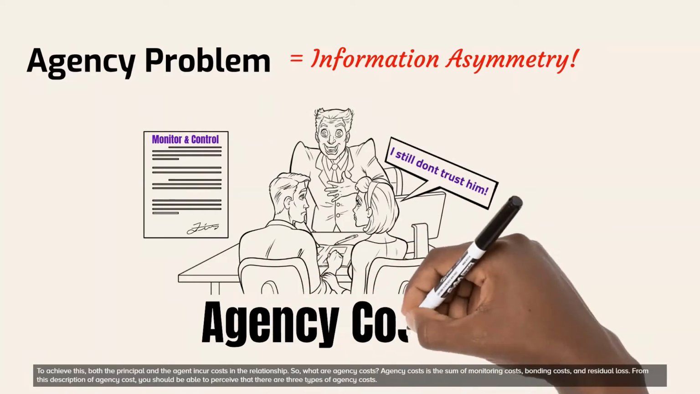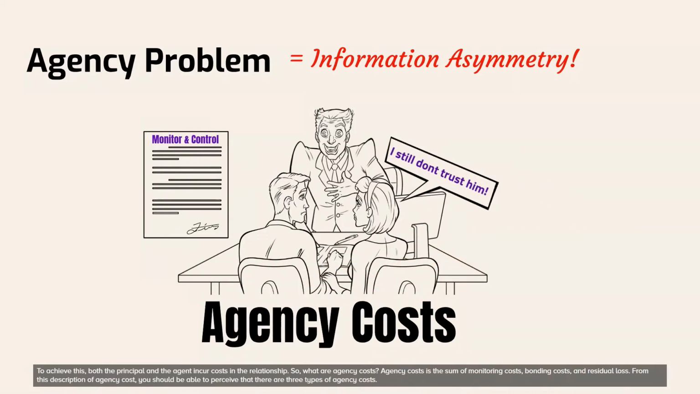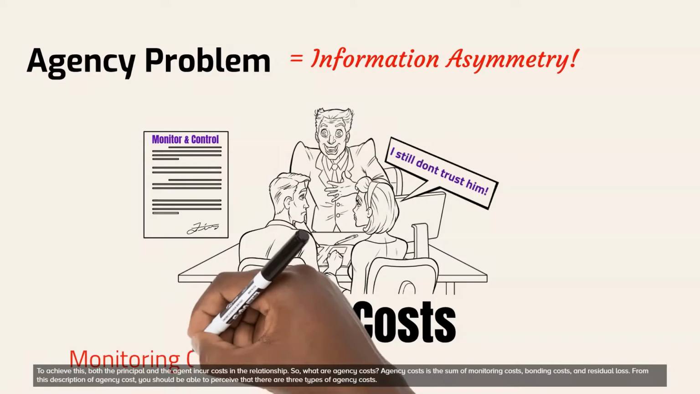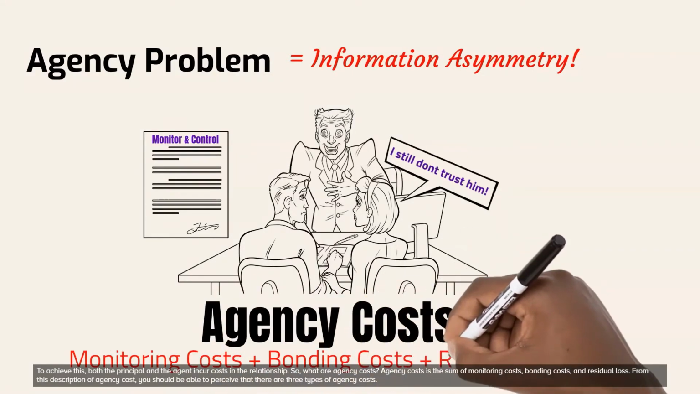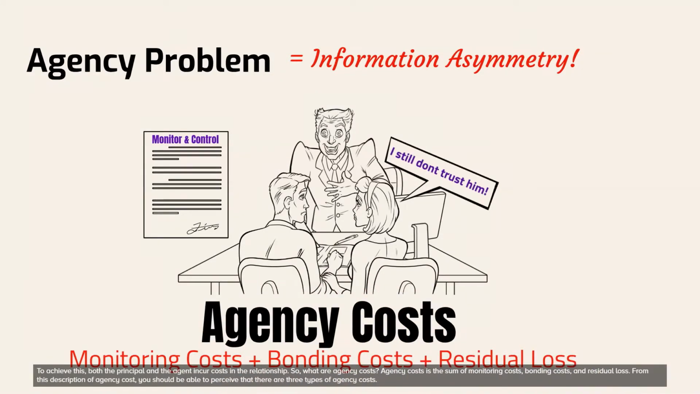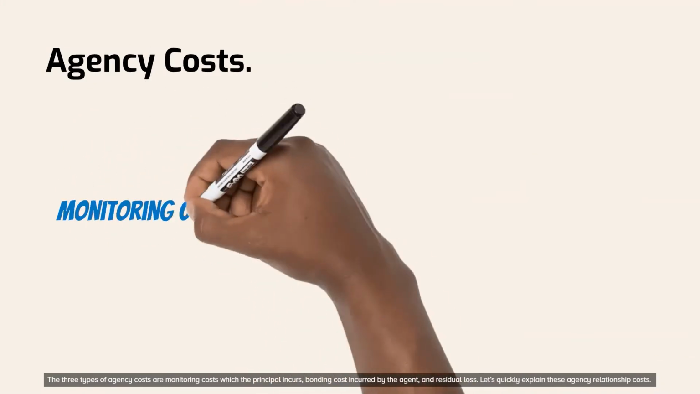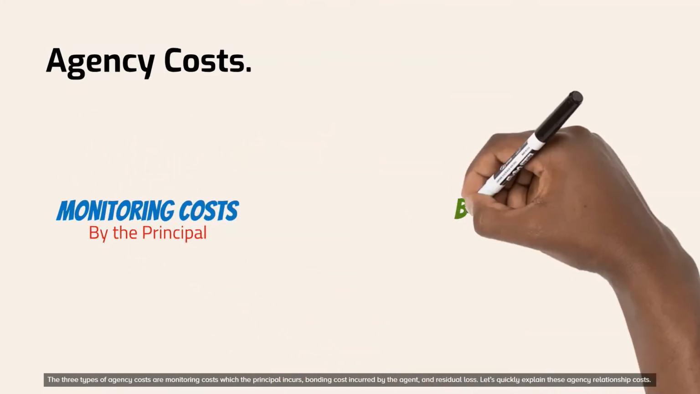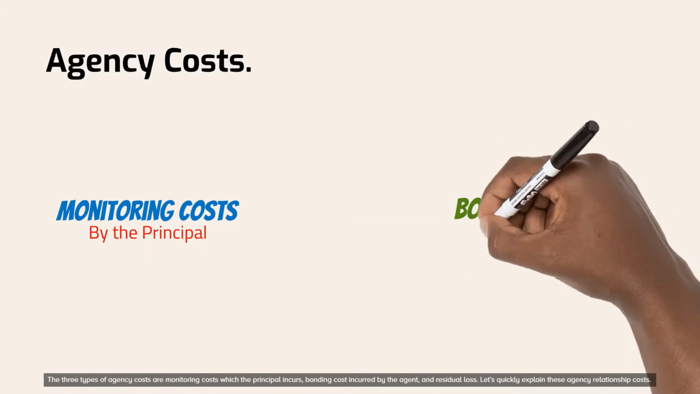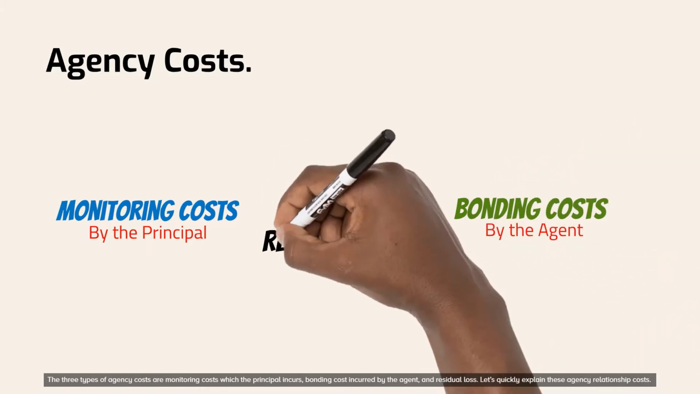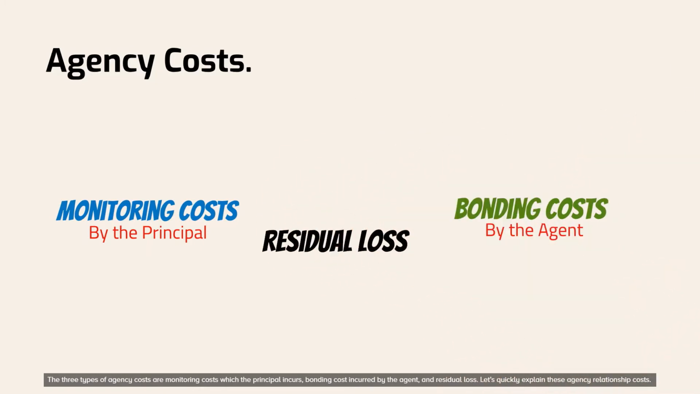So, what are agency costs? Agency costs is the sum of monitoring costs, bonding costs, and residual loss. From this description of agency cost, you should be able to perceive that there are three types of agency costs. The three types of agency costs are monitoring costs which the principal incurs, bonding cost incurred by the agent, and residual loss. Let's quickly explain these agency relationship costs.